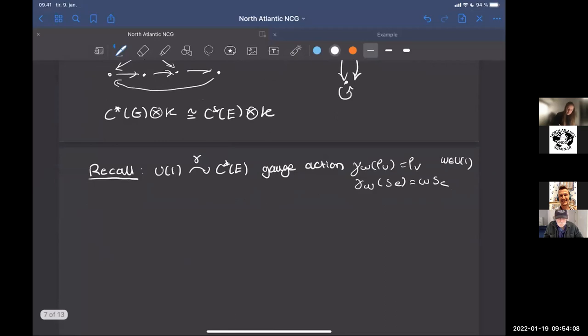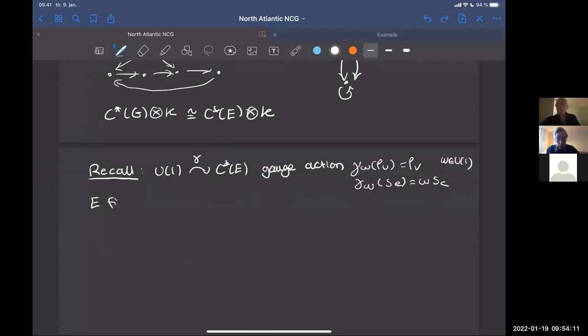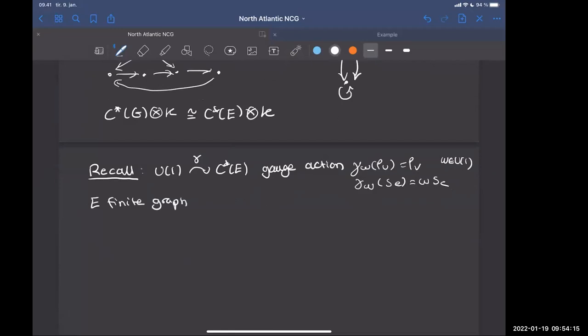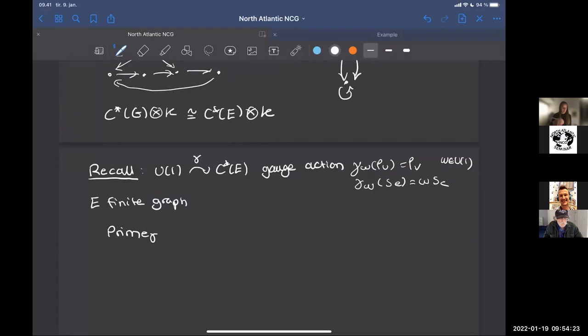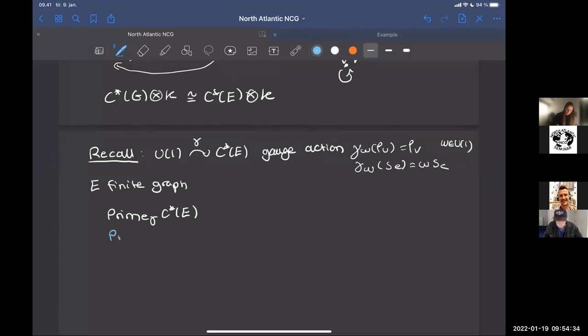Okay, so now if we look at E being a finite graph, then I want to look at this set of all proper ideals which are both prime and gauge invariant, and we denote them by Prime_gamma^*(E). So as I said, these are all ideals which are both prime and gauge invariant, and they should also be proper. Then there exists a one-to-one correspondence between the set of these ideals and what is called the components of the graph, and we denote it by Gamma(E).